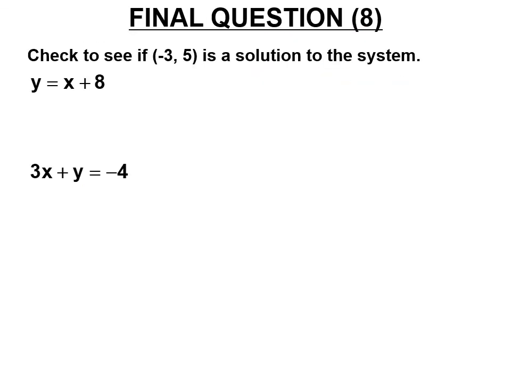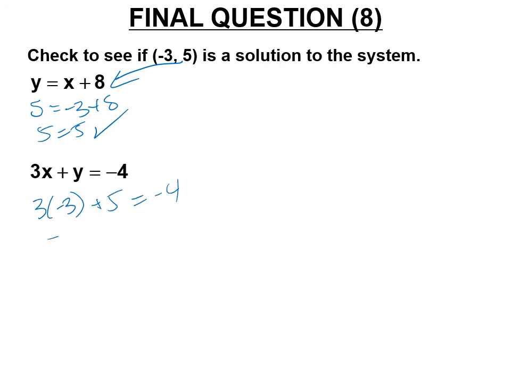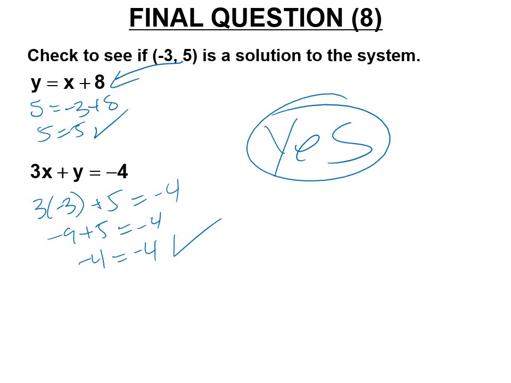All right, so we're going to check to see if this is true. 5 equals -3 plus 8. Yeah, so this point is on that line. Now, 3 times -3 plus 5 equals -4. 3 times -3 is -9, plus 5 equals -4. Yeah, -4 equals -4. Yes, this is the intersection. This is the solution. It is the one combination that works in both. Good luck on the homework.